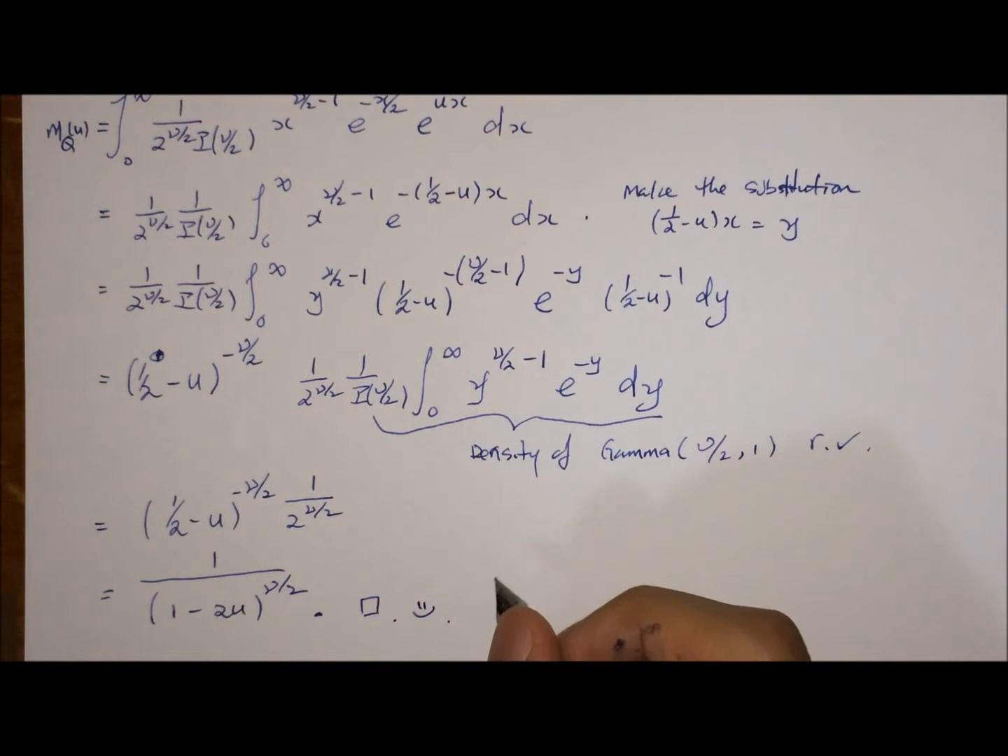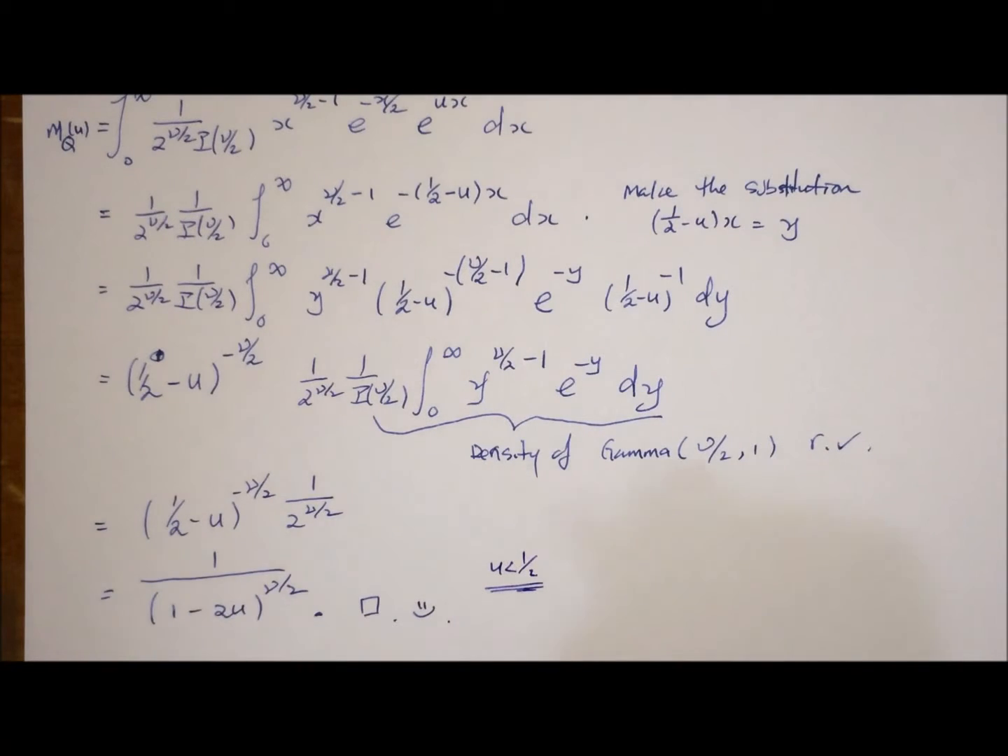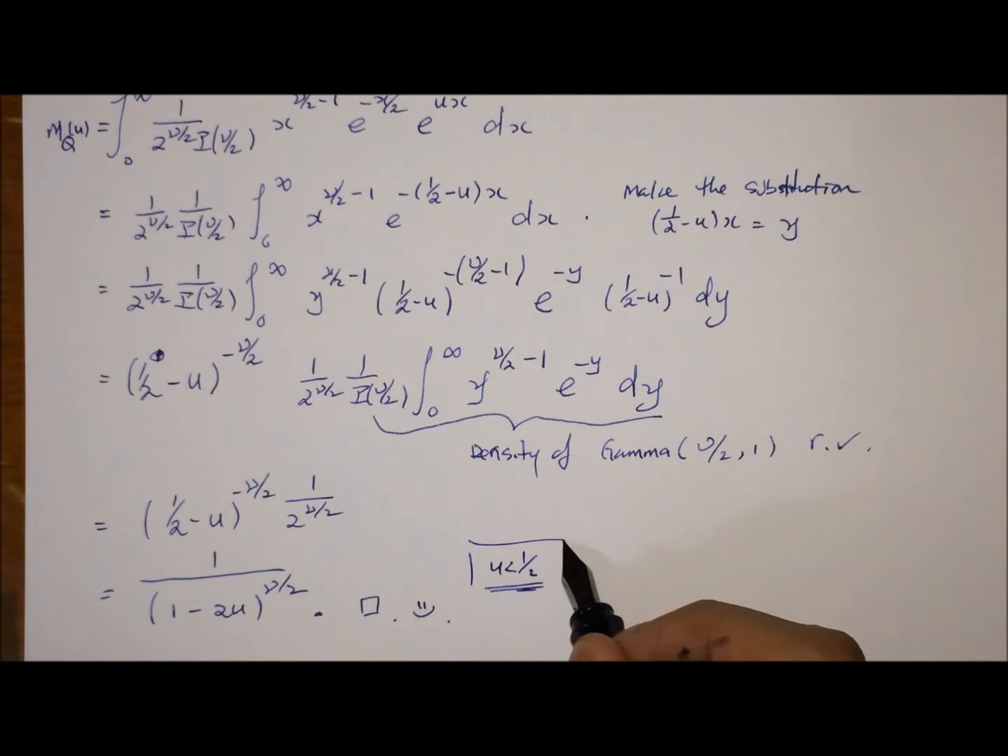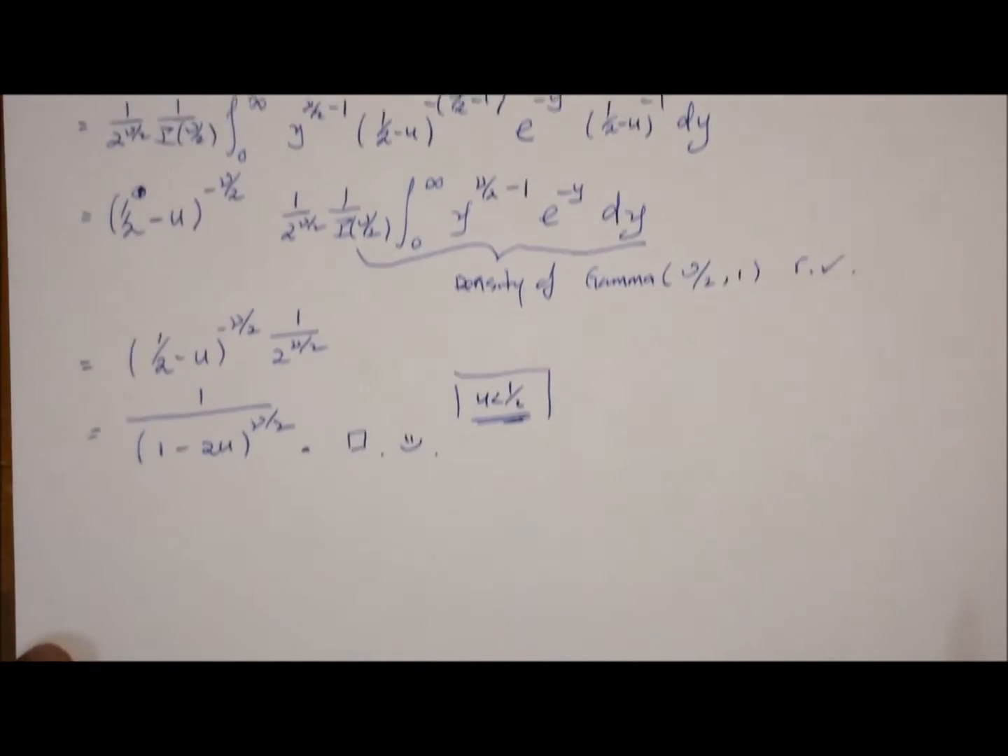Oh yes, of course I have to say that u has to be smaller than a half, because or else the denominator explodes, right? Or you have a root of a negative number, which is not good. Right, so that's the moment generating function. So we're gonna use this to answer the question.